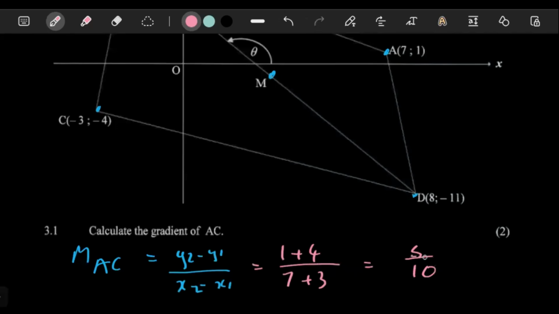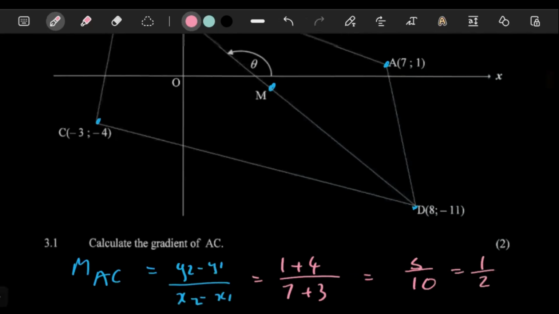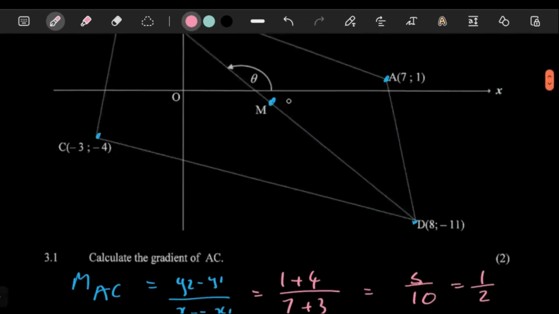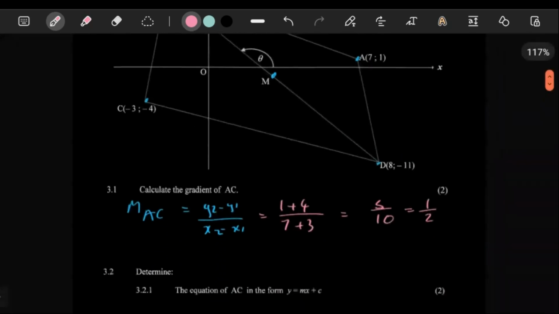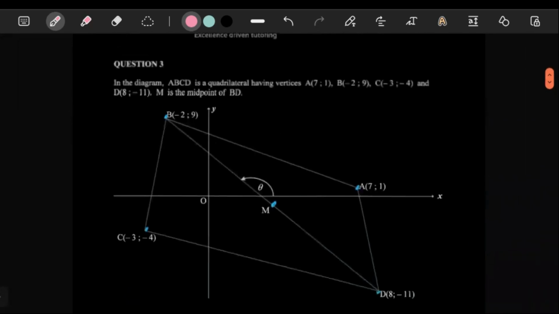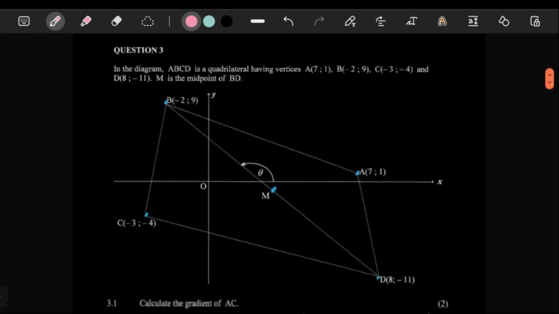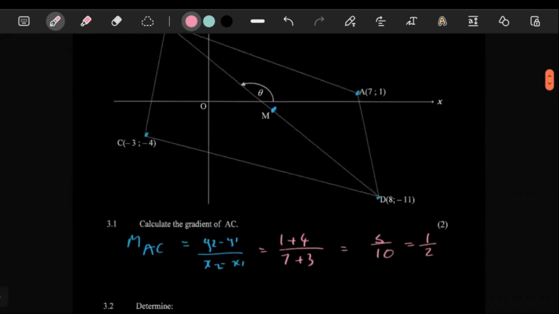5 over 10. It's going to be a half, positive a half, because this line would have a positive gradient over there. And there's no telling that it's going to pass through M. If it does pass through M, it's just a coincidence. Purely a coincidence, meaning that maybe this shape is not to scale. But either way, it's not a parallelogram.